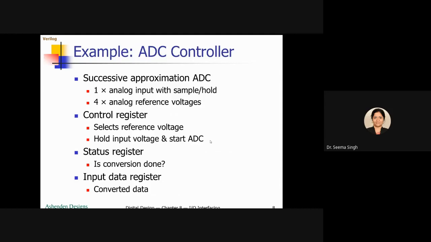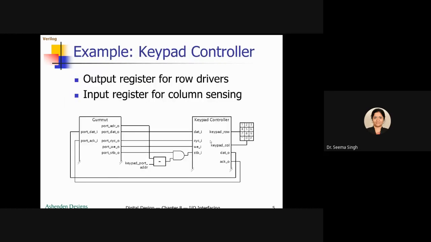Now I was telling you, if there is more than one controller, how will things happen? In the same way you have an ADC controller also. You had seen how an analog to digital converter works, but only how the ADC works. Now you will also have to see how the controller is connected to the ADC. In place of a keypad controller, your ADC controller will come into the picture, and in place of this keypad, your ADC will be there. So you will have to see how the Gumnut processor is connected to the ADC through an ADC controller.